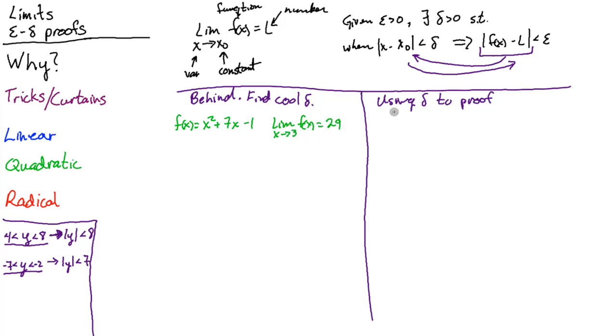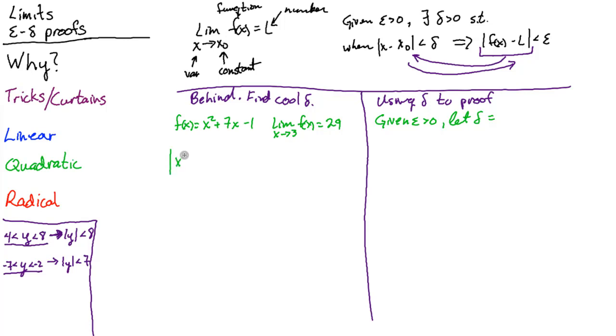So now we're going to prove it. Over here, we're going to say, given epsilon is greater than 0, we are going to choose delta. Let delta equal, and we've got to fill in that blank. That is our goal. So now we're going to go behind the scenes and find the cool delta, but this isn't the proof. We're going to start off with where we want to end up.